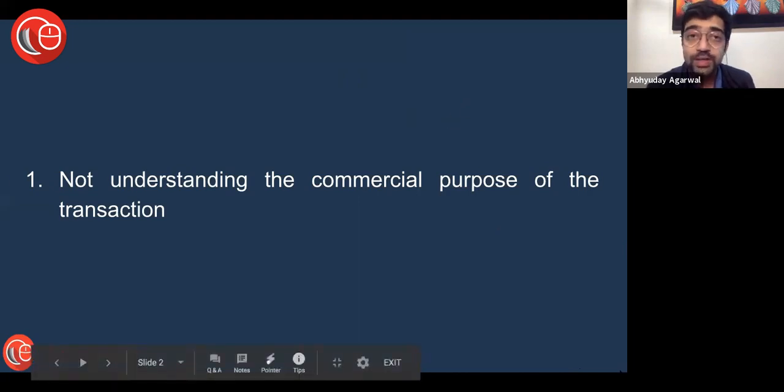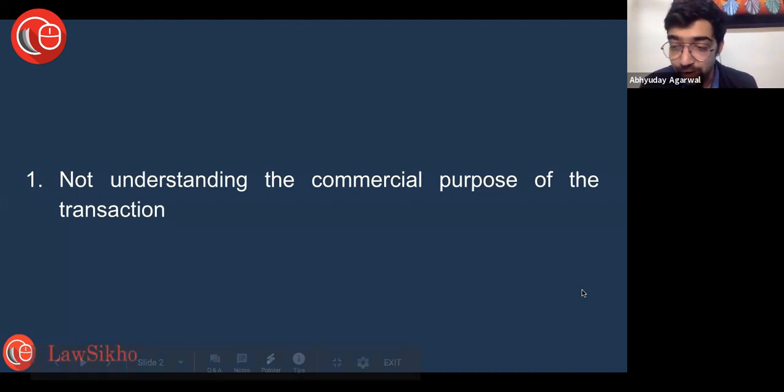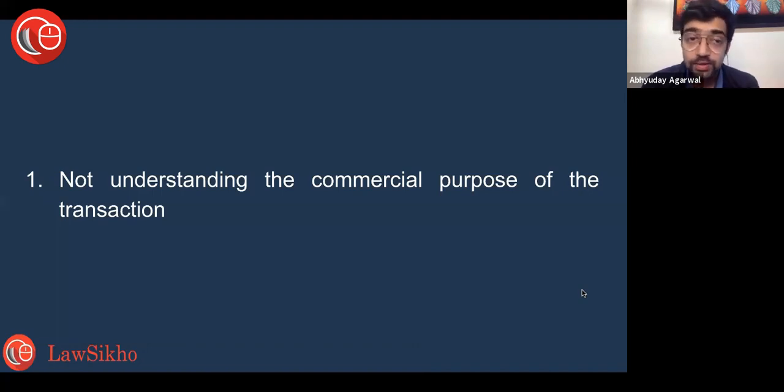So not understanding that. Now, what did I mean here? When you've not understood the sector specific jargon and you don't understand the commercial purpose of the transaction, then what will happen is that your drafting and review exercises will be incomplete. And by the way, when you work on a real contract, there is a lot of contract business specific information that goes in.